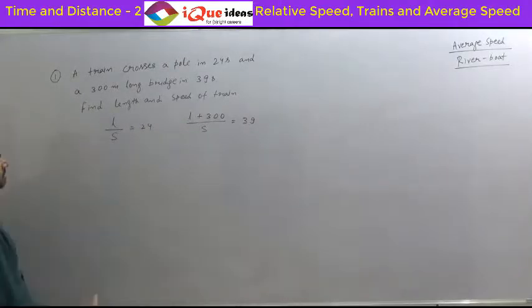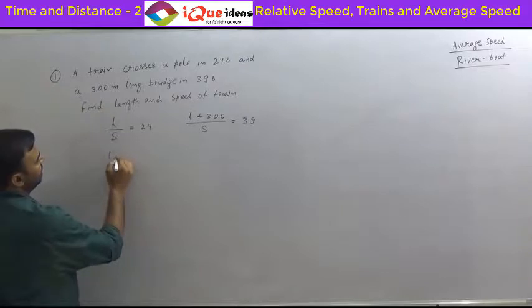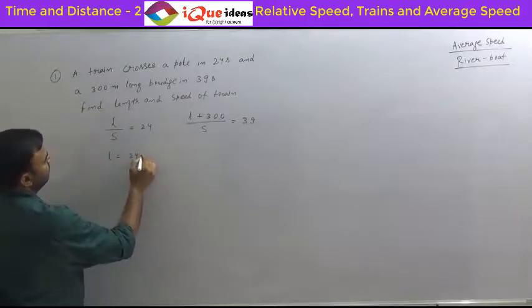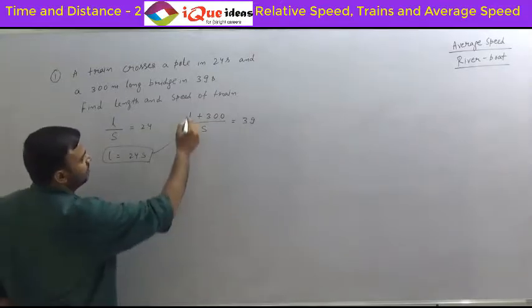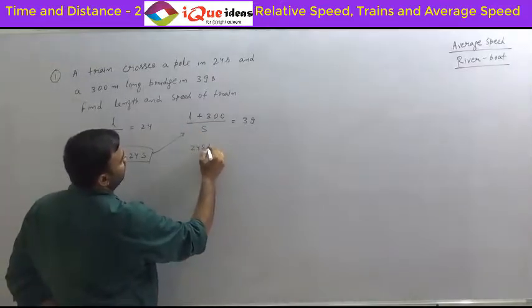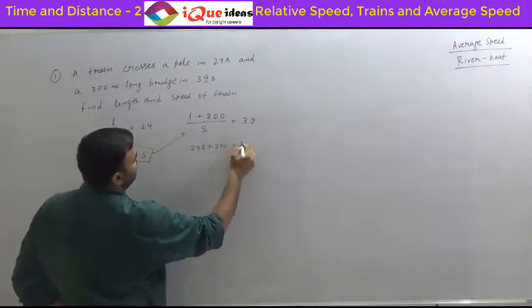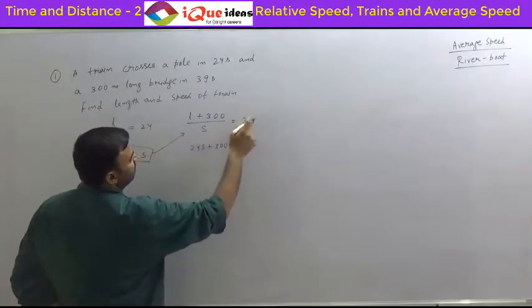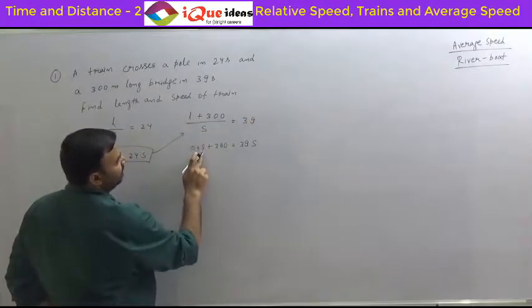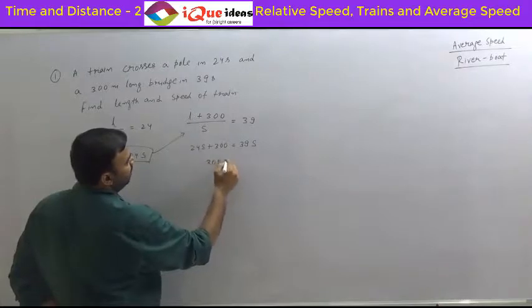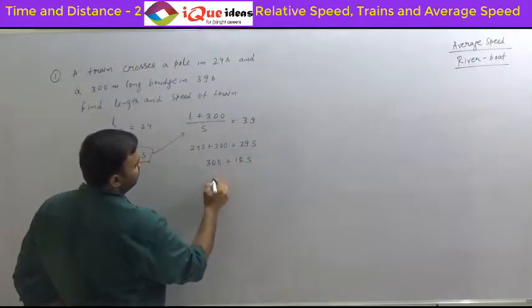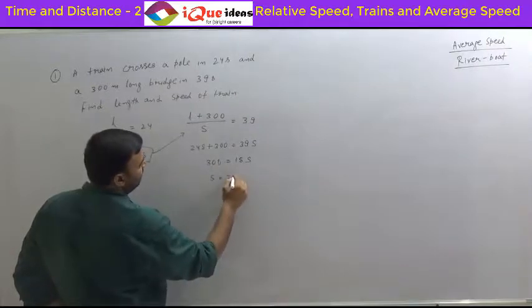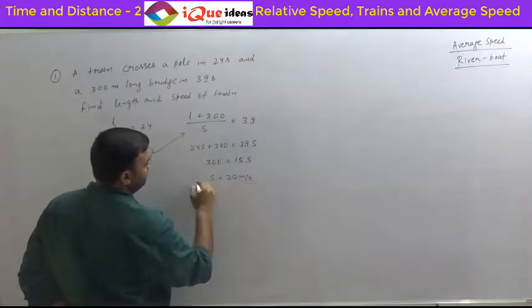Alright, what you can do is, from here you will get L is equal to 24S. You put it in this second equation, you will get 24S plus 300 is equal to 39S. Send 24S on the other side, you will get 300 is equal to 39 minus 24, that is 15S. So S is equal to 300 by 15, which is 20 meter per second.